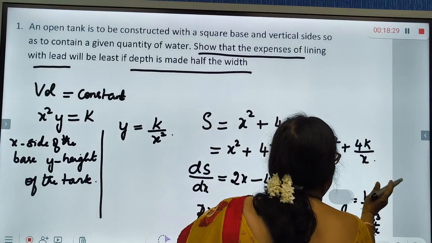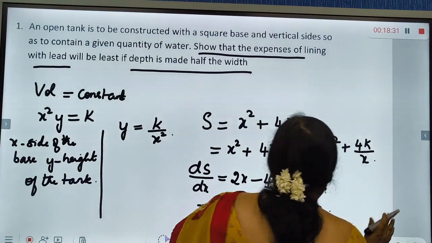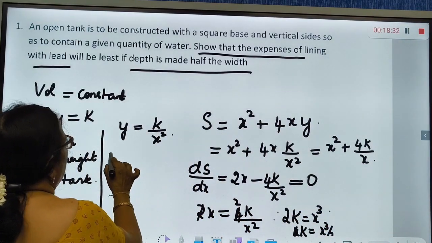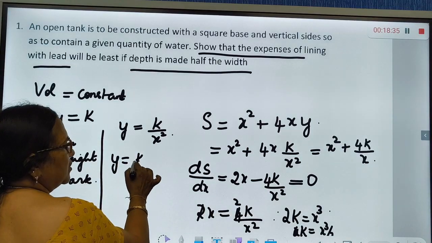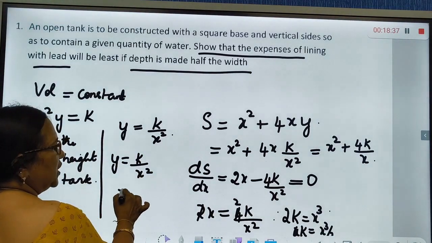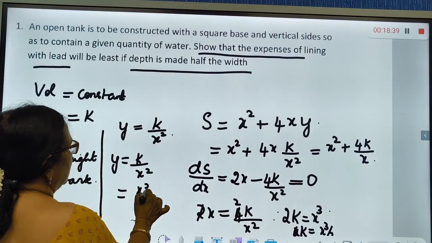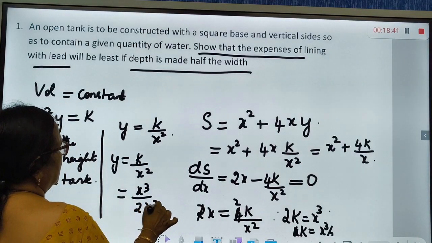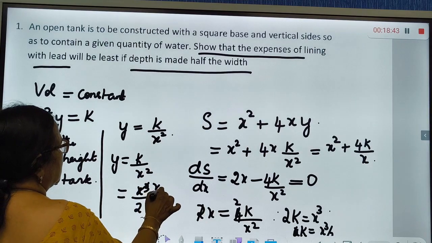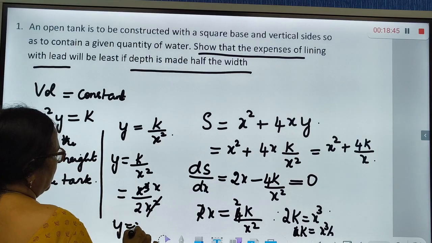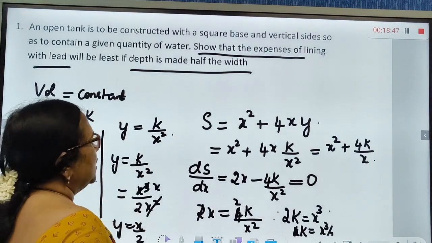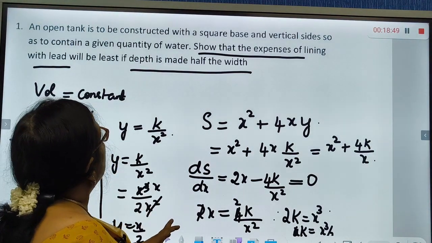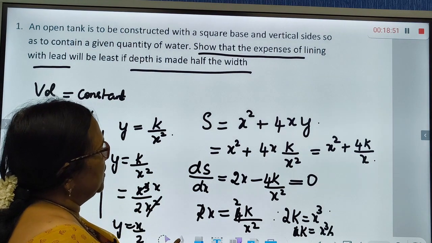Now y is what? Y equal to k by x square. Right? K is x cube by 2x square. So x square gets cancelled. So you get y equal to x by 2. Now, when y equal to x by 2, do we really have minimum surface area?